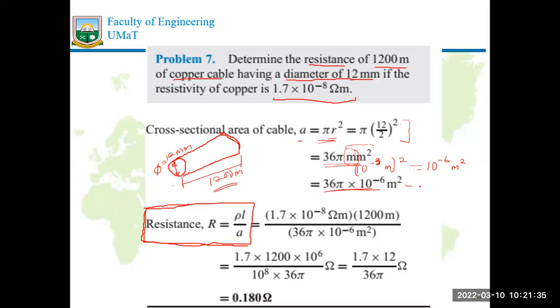So now we use this area as the denominator, with the length being part of our numerator and the resistivity of the copper conductor also being part of our numerator. At the end of the day, when we compute it, we are getting a resistance of 0.180 ohm, or someone can still compute it and say 180 milliohm. That's also correct.